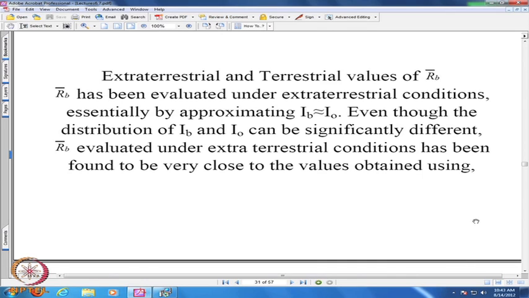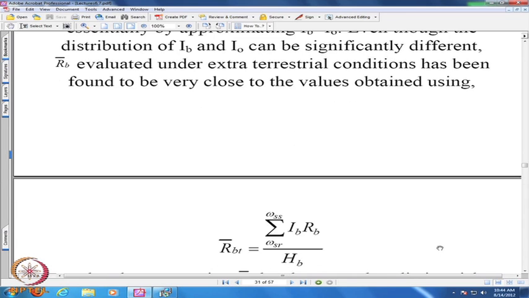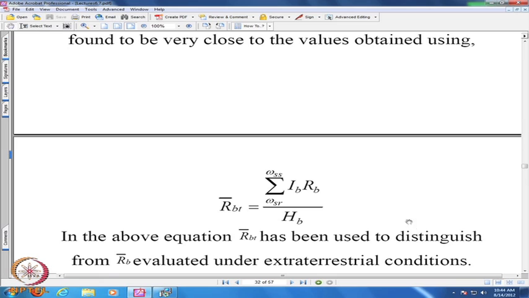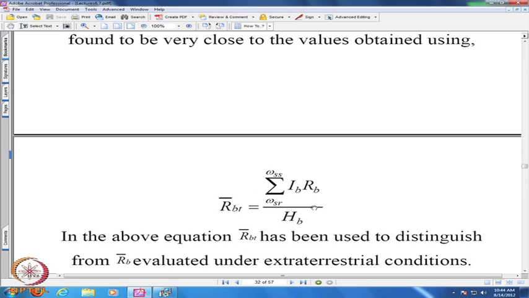Now, people have compared the values of R B bar evaluated under extraterrestrial conditions, like this approximation which we have already discussed, with the values calculated using the data, and they have found that they are reasonably close and sometimes remarkably accurate. So, a question arises, why is this so? You can expect the I B distribution to be considerably different from the I 0 distribution. Apart from the errors being cancelled, there may be a cloud cover, there may be a bright hour, etc.